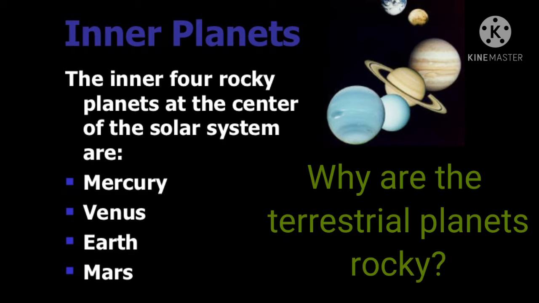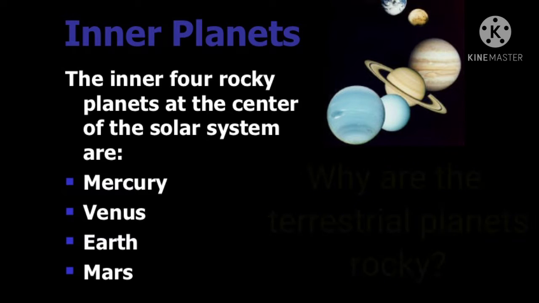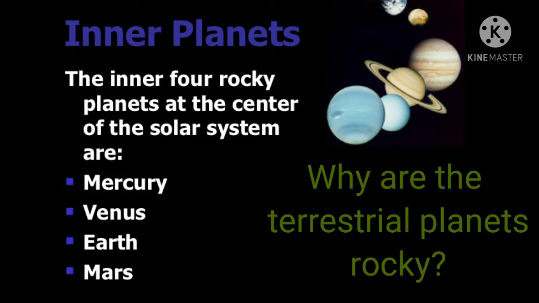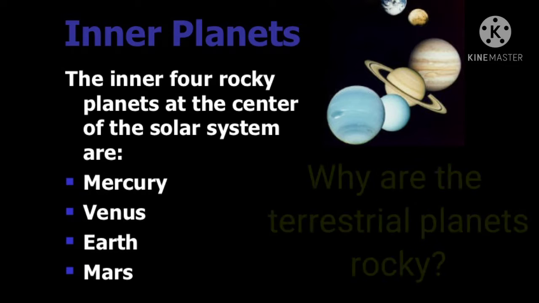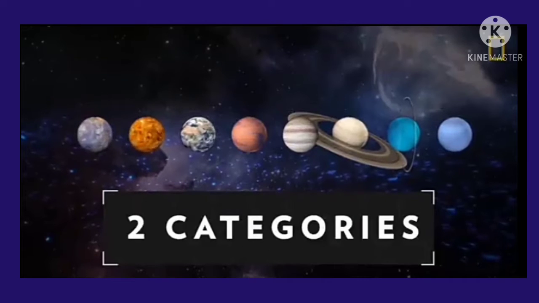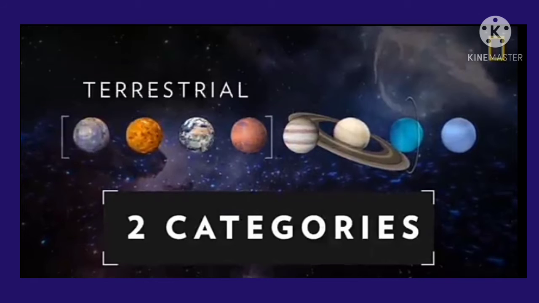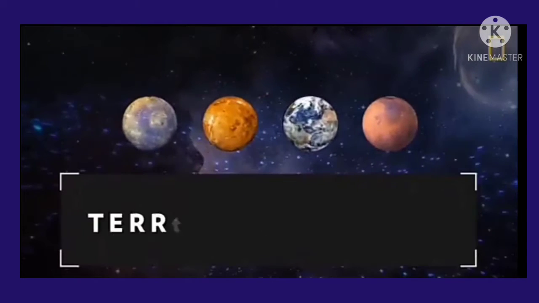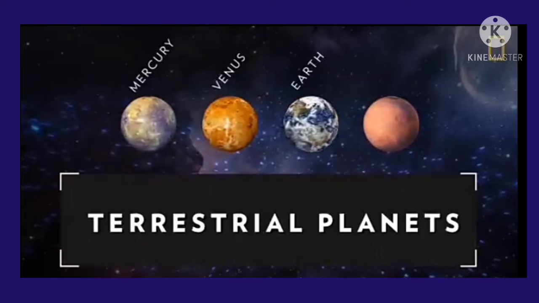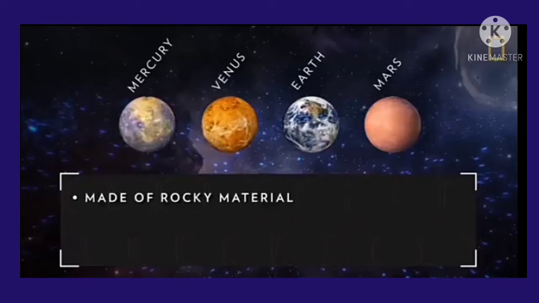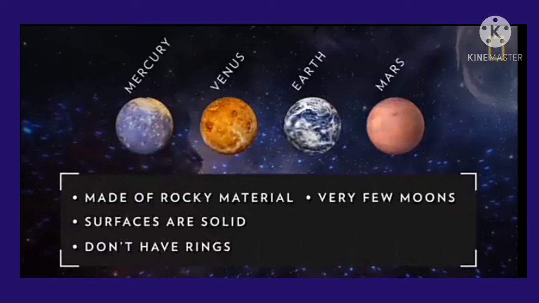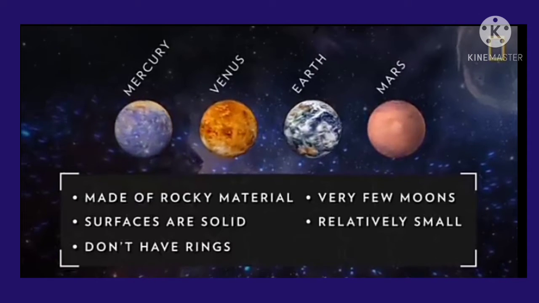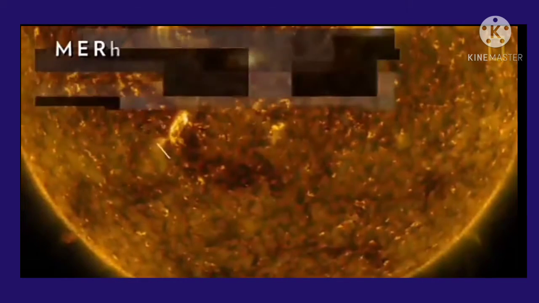Now the question is why the inner planets are rocky while the others are mostly gaseous, meaning why the Earth-like planets are rocky and the outer or Jovian planets are gaseous. Earth and Mars are called inner planets. Mercury and Venus are also there, as they lie between the Sun and the belt of asteroids. The other 5 planets, Jupiter, Saturn, Uranus, Neptune, and Pluto, are called outer planets.